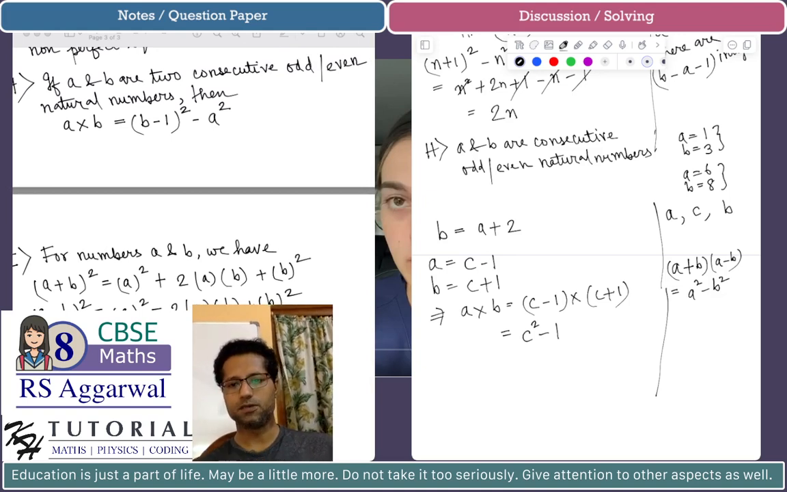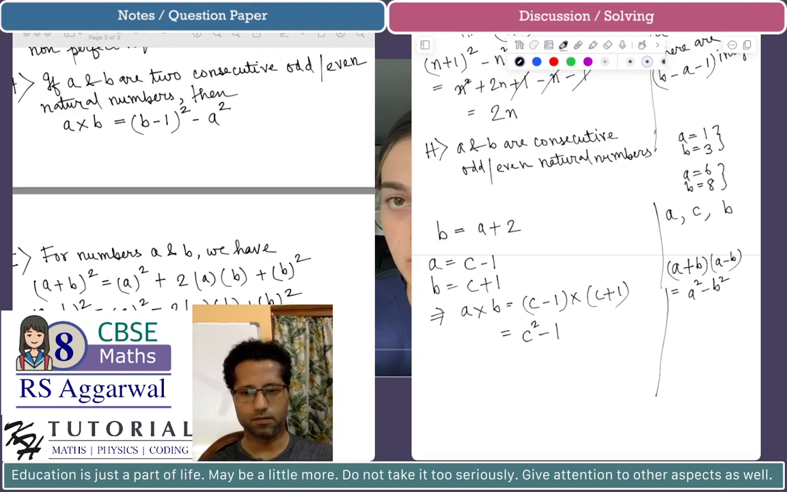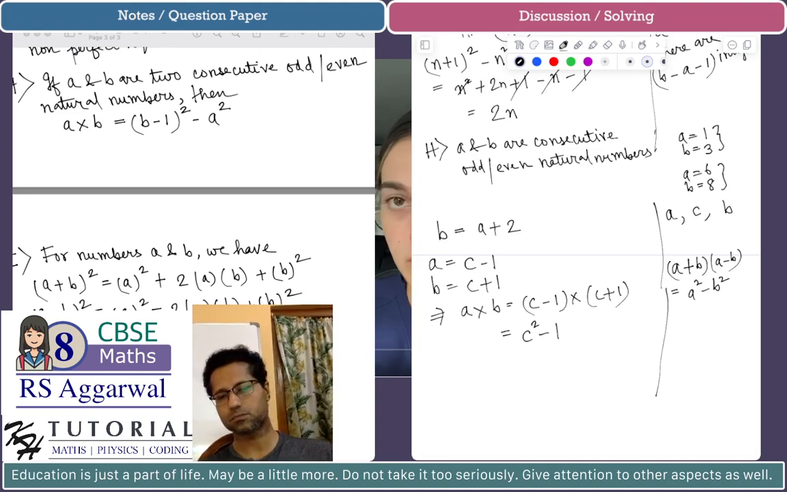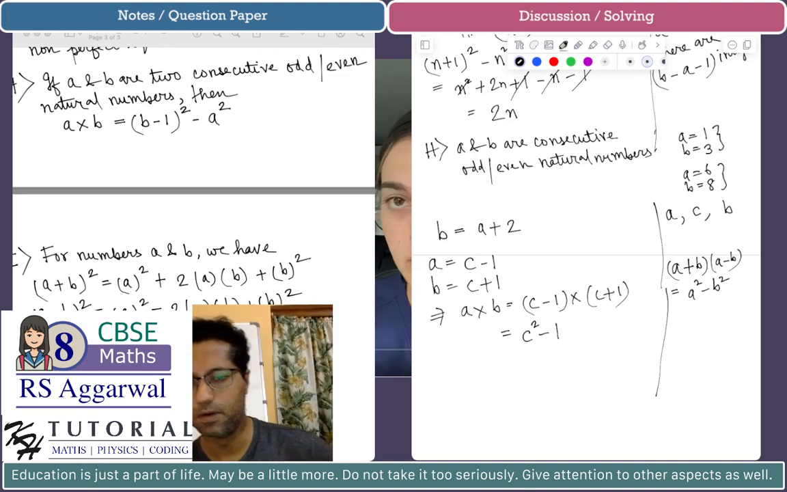Now what is c? c is the natural number between a and b. There will be exactly one natural number between a and b, where a and b are two consecutive odd or even natural numbers. So you can compute the value of the product of two consecutive odd or even natural numbers with the formula c square minus 1. What is c? c is the natural number between a and b.